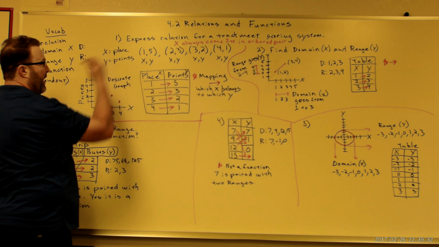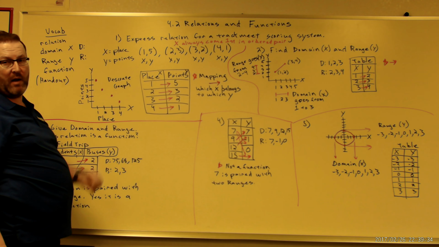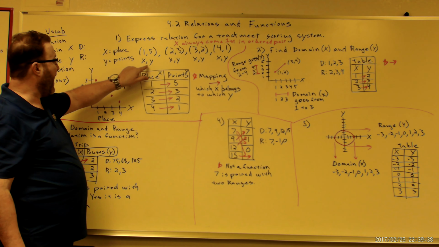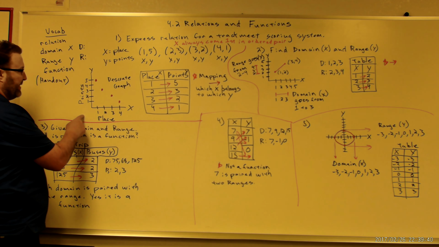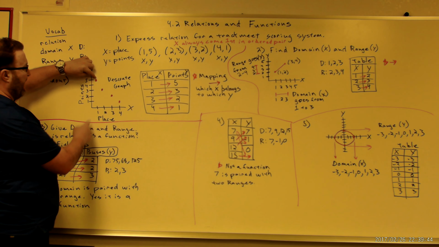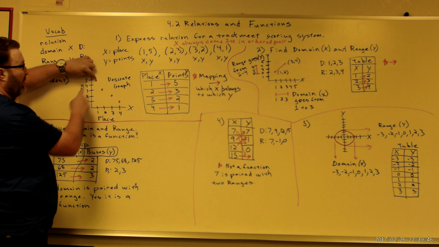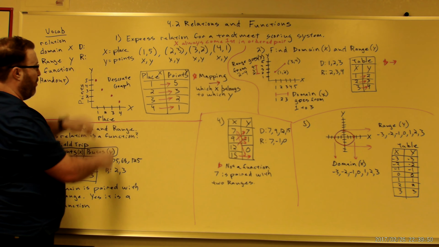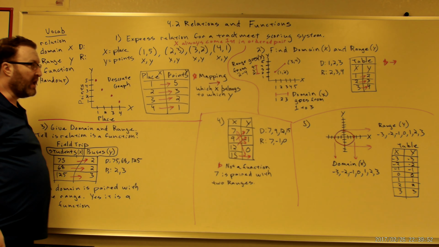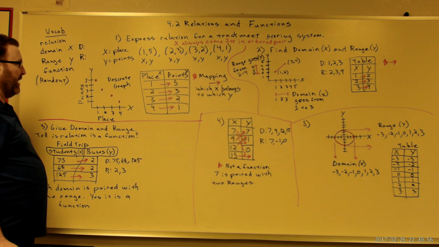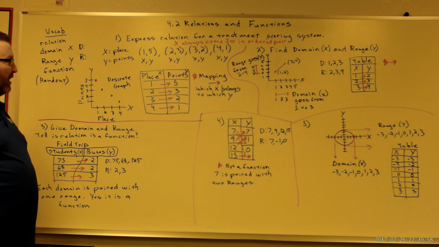Normally, in an ordered pair, your x always comes first. So when we go to graph this out, x and y, I'm going to go to x, which is right here, and I'm going to go to y. Where these meet together is what an ordered pair is. So we have 1 and 5, 2 and 3, 3 and 2, and 4 and 1. This is plotted out.